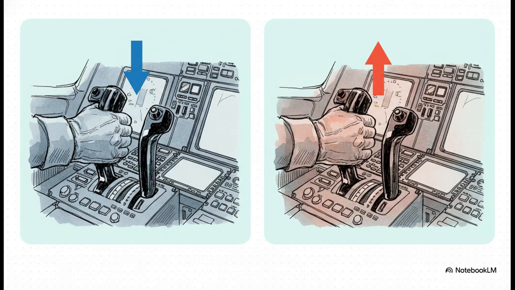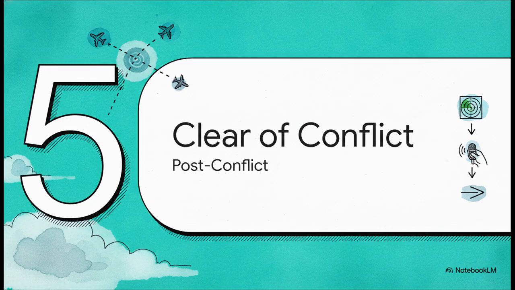You can use the power lever pair memory trick to lock this in permanently. Descend means idle, climb means detent. Seriously, say it out loud to yourself a few times. Descend means idle, climb means detent. It works. Okay, Section 5, clear of conflict.